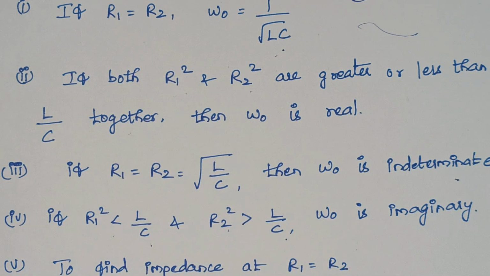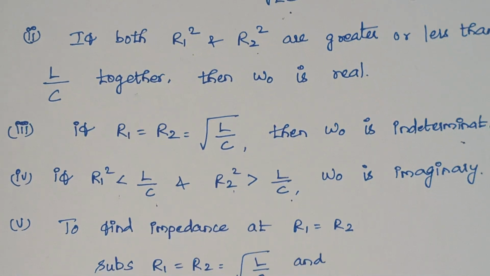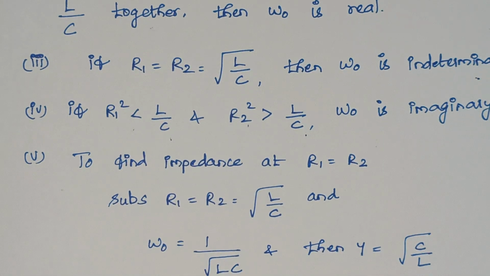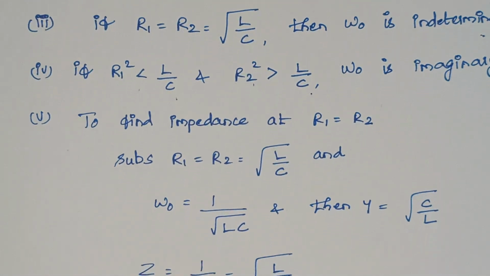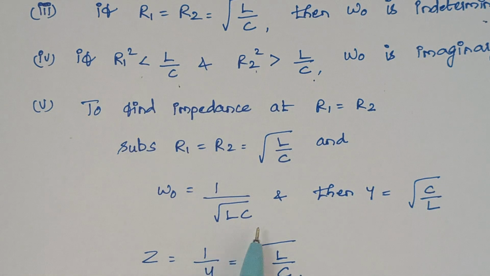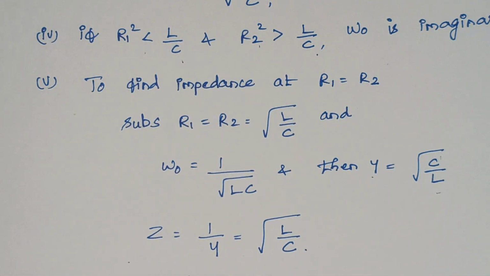And finally, to find the impedance at R1 equal to R2. When R1 is equal to R2, what happens? The value is equal to root of L by C, and omega naught is given by 1 by root of LC. The value of admittance is root of C by L, and the value of impedance is finally root of L by C. So here comes the end of this derivation.